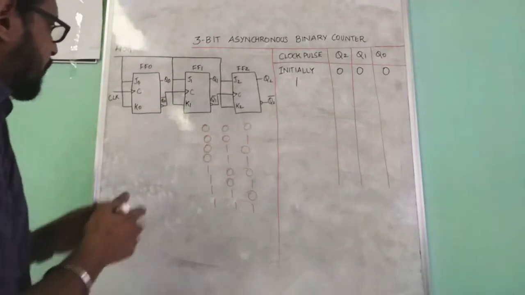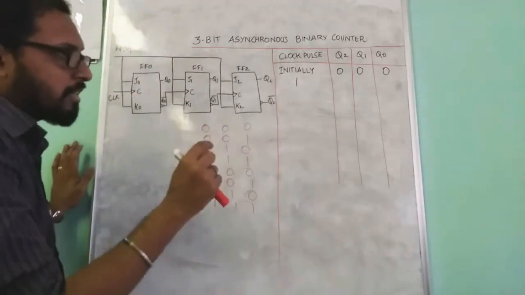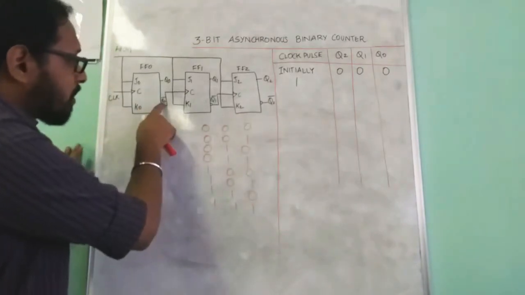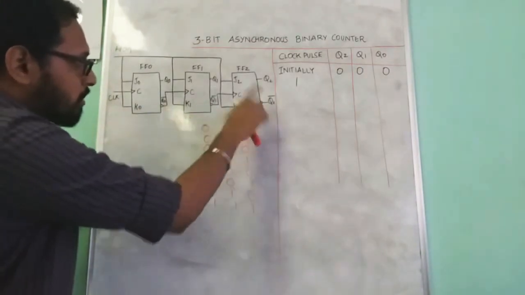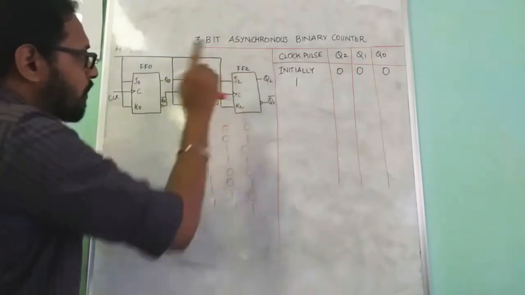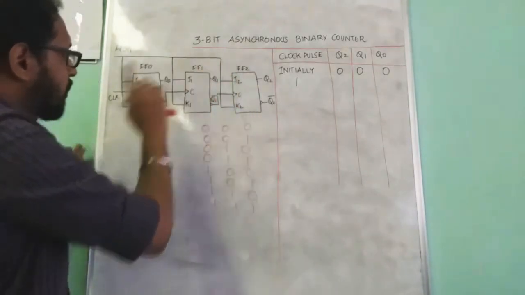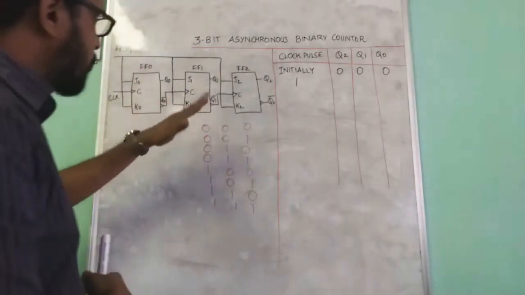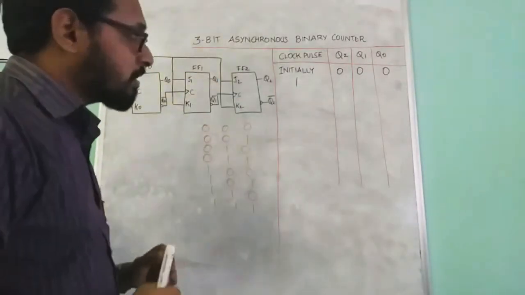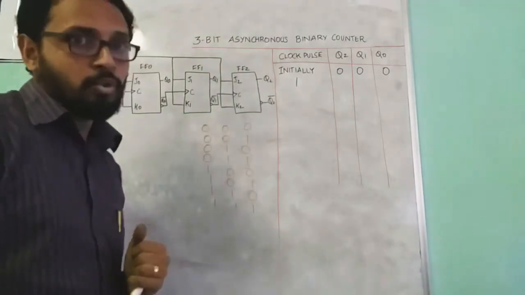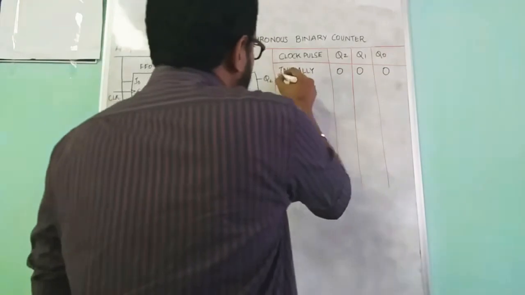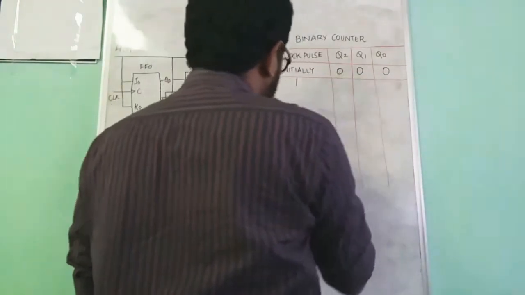A few words: when alphabets are written in very small fashion. This is Q0 bar, this is Q1 bar, this is Q2 bar, this is Q0, Q1 and Q2. FF0, FF1, FF2, so J0, K0, Q0 and corresponding outputs, J1, K1 and corresponding outputs, J2, K2, we have Q2 and Q2 bar. Clear? And how we generate the values, that is what we consider here.